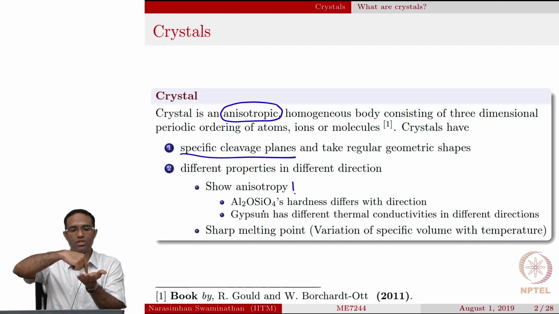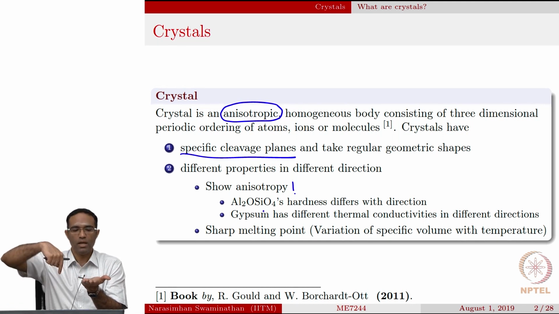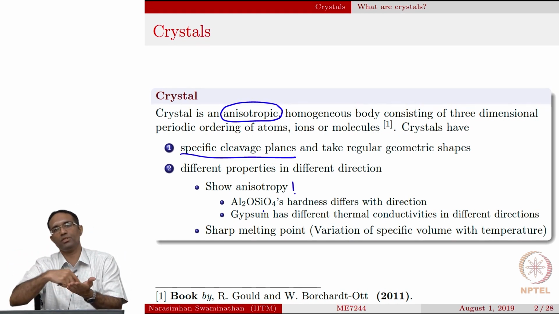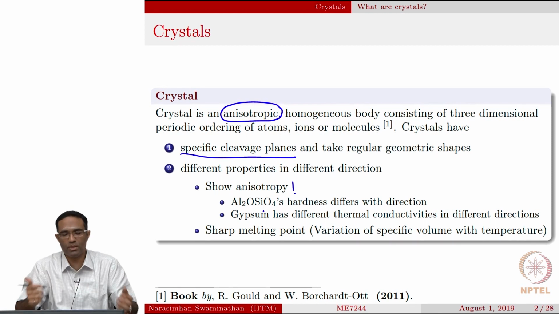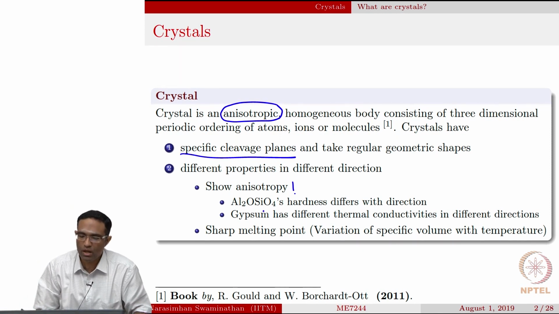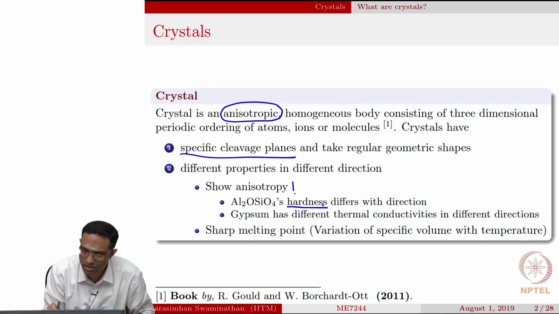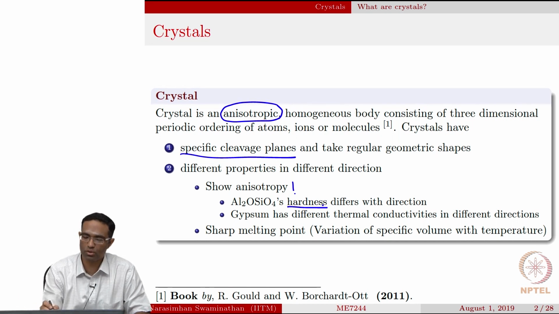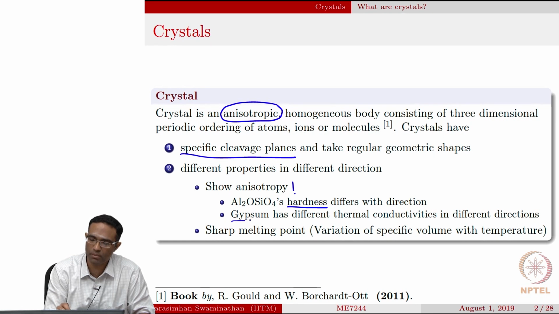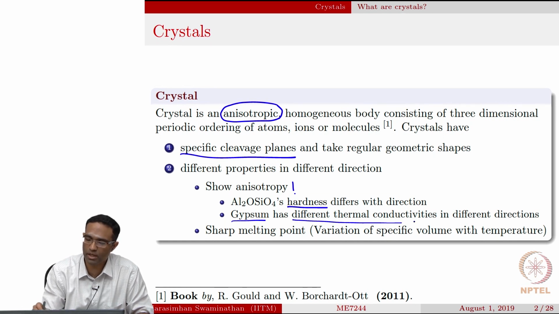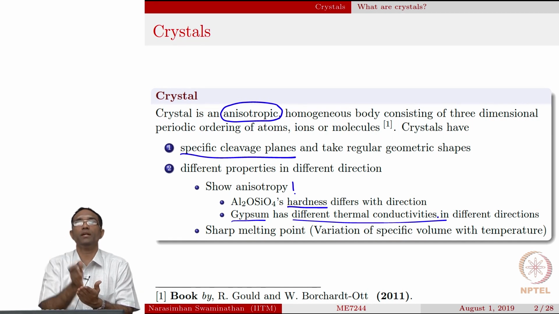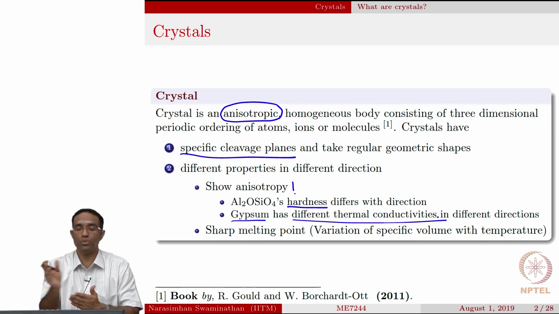So, if you perform a scratch in one specific direction and then do the same thing in another direction, the forces that are required to perform these scratches on this particular material differ with direction. So, that is what I mean by the word hardness here. And then you can look at various other properties also. For instance, if you talk about gypsum, it has different thermal conductivities in different directions. So, depending upon what direction the heat is traveling, it has different resistance to heat flow.